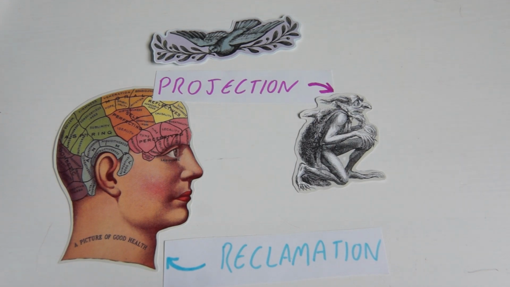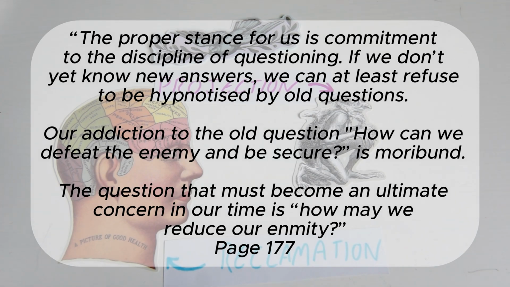So one final quote and question from Sam Keen feels appropriate at this stage, and this is taken from page 177. The proper stance for us is commitment to the discipline of questioning. If we don't yet know new answers, we can at least refuse to be hypnotized by old questions. Our addiction to the old question, how can we defeat the enemy and be secure, is moribund. The question that must become an ultimate concern in our time is how may we reduce our enmity?